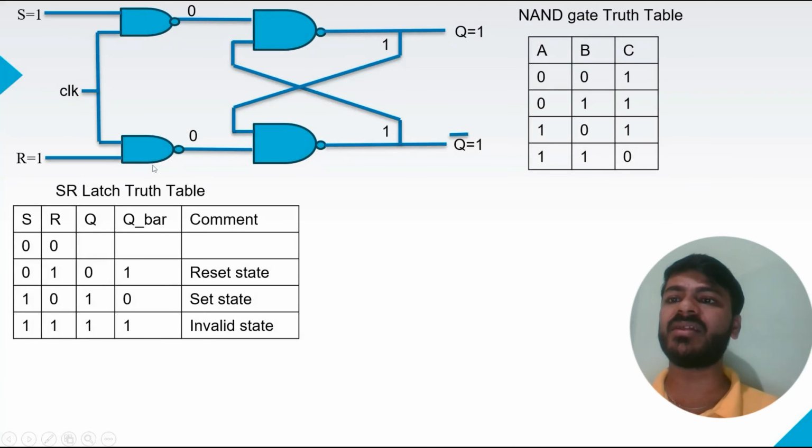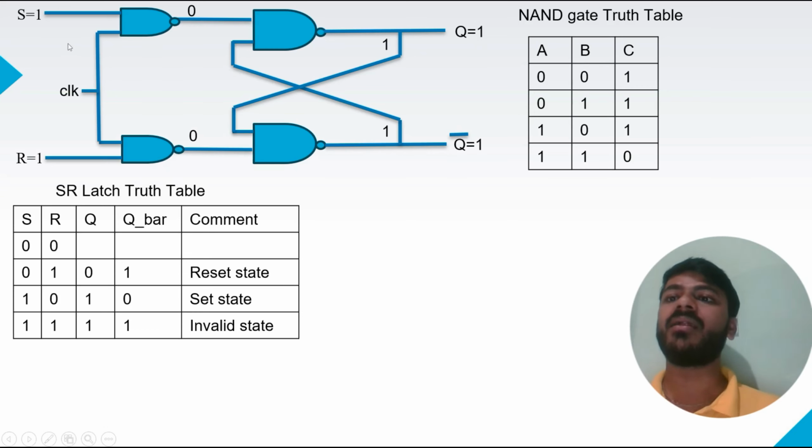Now let's discuss the third combination where my S is 1 and R is equal to 1. Okay, as the clock is also high, as per the truth table of NAND gate, 1 and 1 output is 0. Here also for this NAND gate, 1 and 1 output is 0. Again as per the truth table of NAND gate, if one of the inputs is 0, then we can directly consider the output as 1. So for this NAND gate, my Q is equal to 1, and for this NAND gate also my Q bar is equal to 1. So Q bar is equal to 1 and Q is equal to 1. We can't see the complement here. Means now our flip-flop is in the invalid state because we can't see the complement between Q and Q bar.